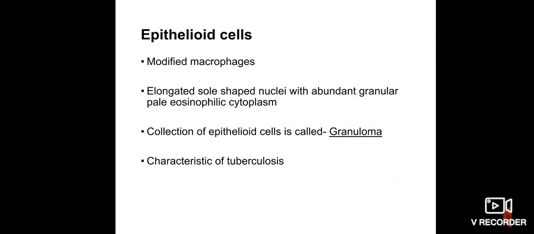Next things are epithelioid cells. So epithelioid cells are nothing but modified macrophages. They have sole or slipper shaped nuclei with abundant granular pale eosinophilic cytoplasm. Now when you have a collection of epithelioid cells, it is called a granuloma, which is most characteristic for tuberculosis.